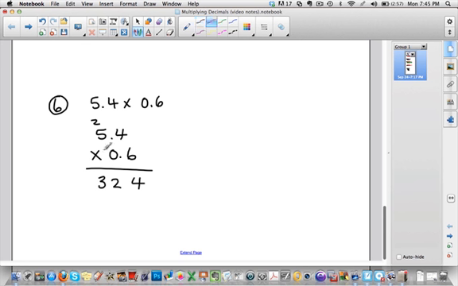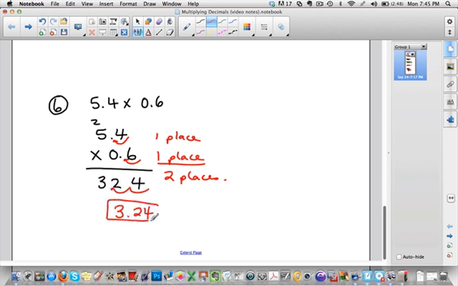Then I look at how many digits are there to the right of the decimal. There's 1 here. It's 1 place. There's 1 here, 1 place. So finally, there are 2 places. 1, 2. So your answer is 3.24. And that is how it works.